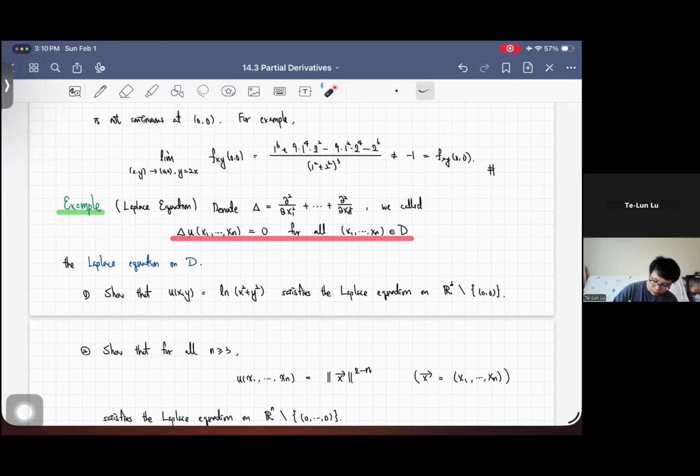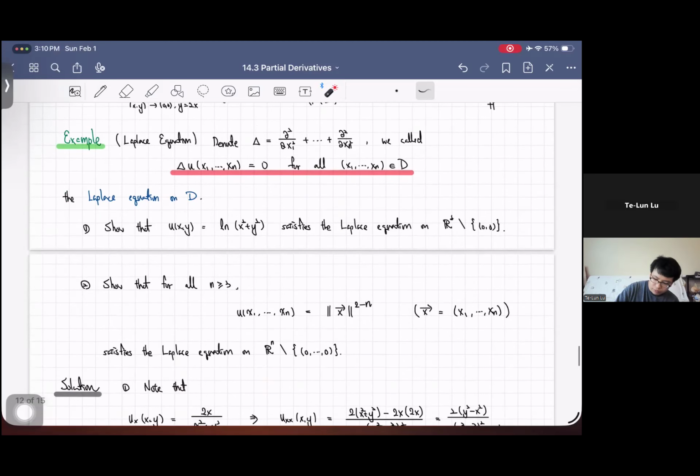For the first problem, take u(x,y) to be ln of x squared plus y squared, and I want you to show that it satisfies this Laplace equation on the whole space without the origin, because this function is not defined at the origin, right? The same thing happens for a high dimensional space. Again, if you're not familiar with the notation, just set n to be 3. It'll be good enough.